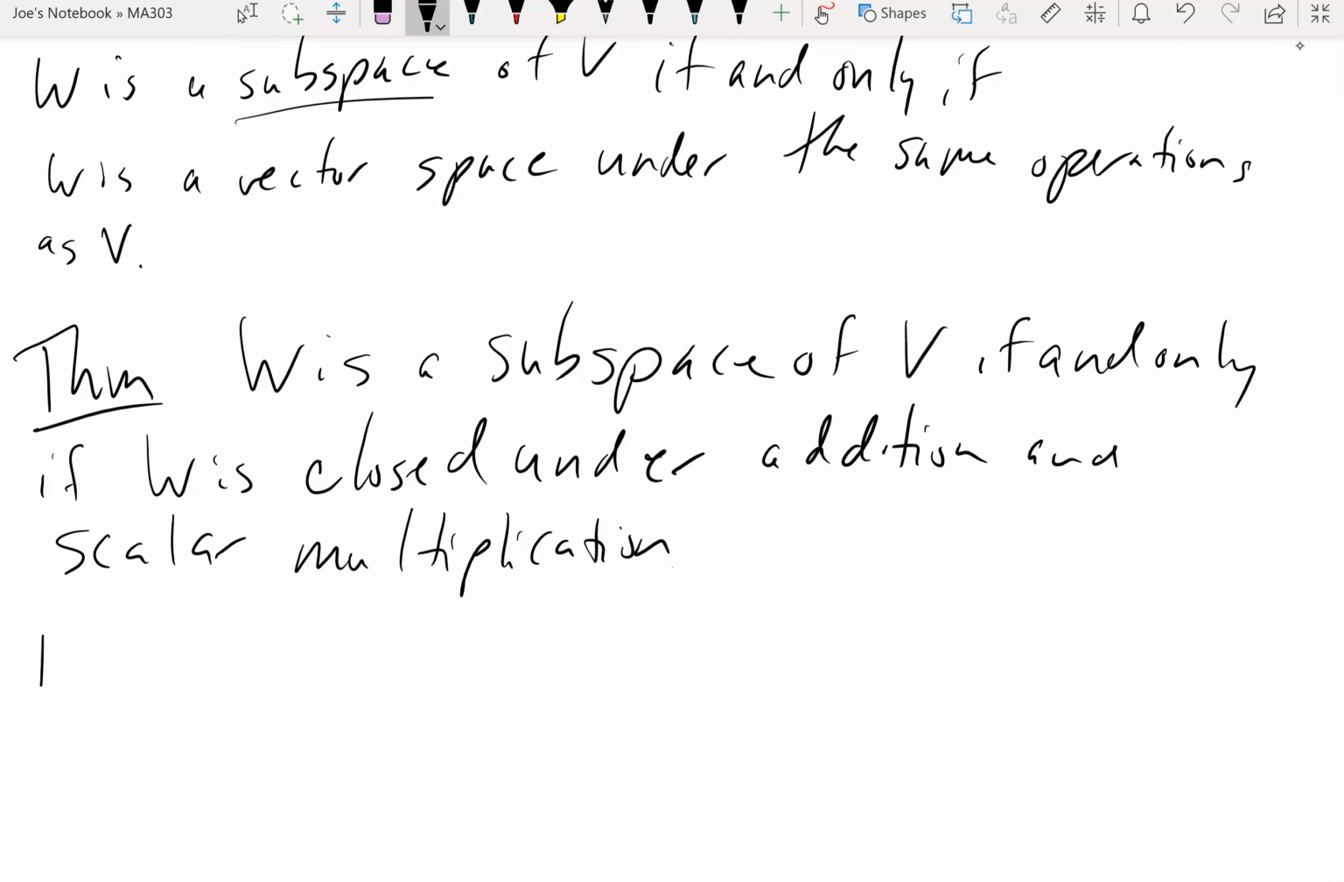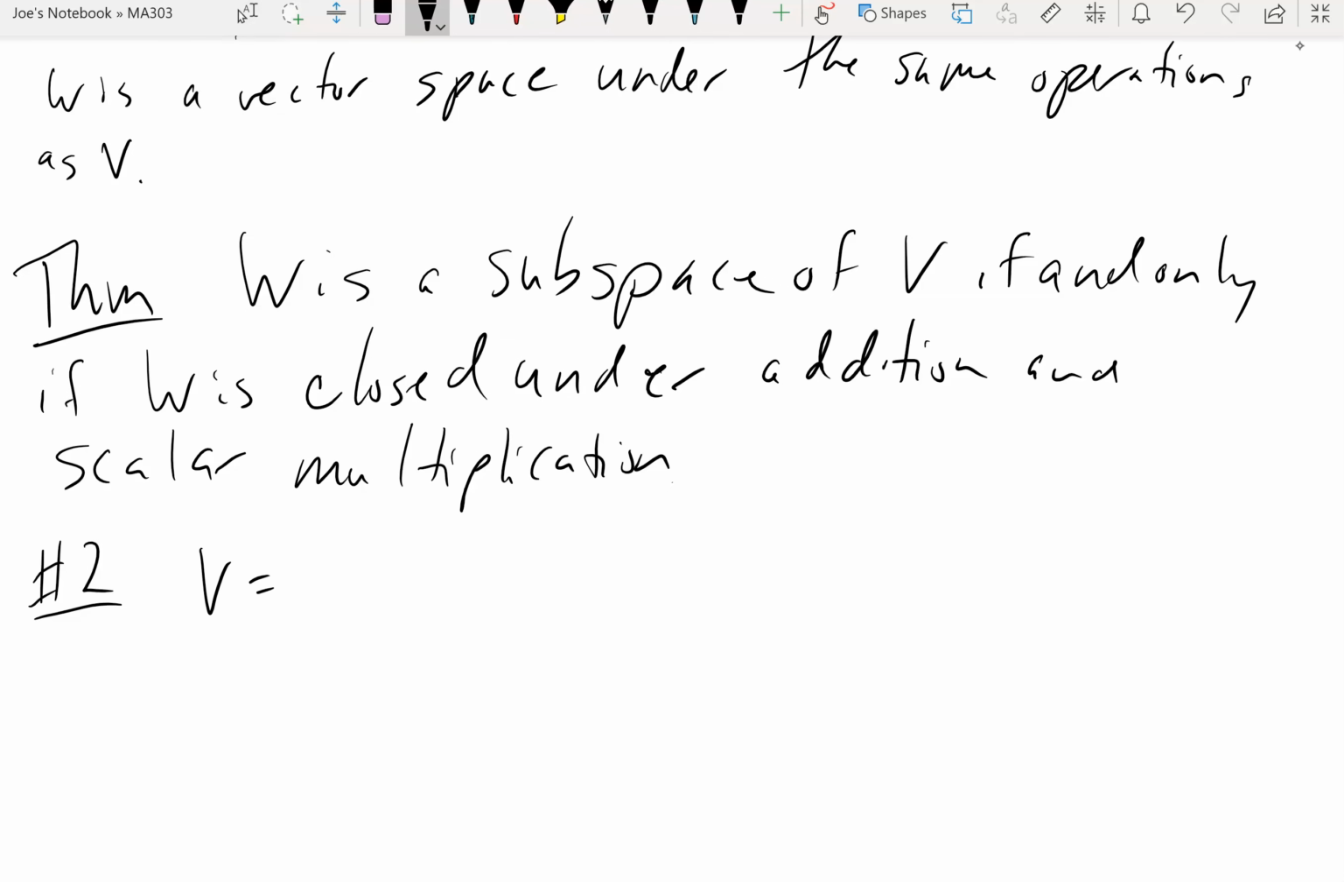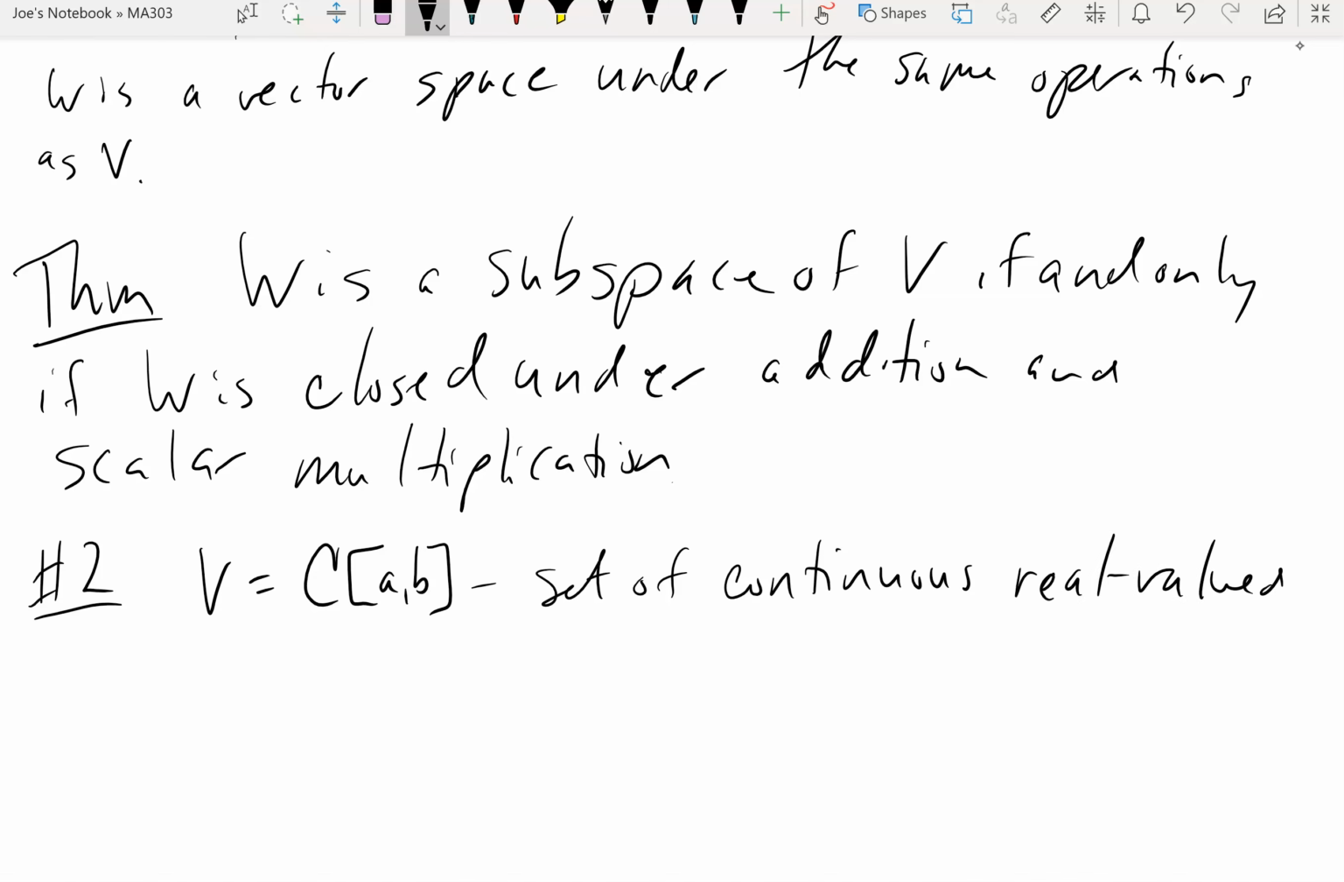So, in number 2 on that practice sheet, we're given that V is the set of all continuous functions on the interval from A to B. You might see this notation with a C in front of it and then brackets A, B. This stands for the set of continuous real valued functions on the interval from A to B. Real valued just means that the outputs you get from the function are real numbers.